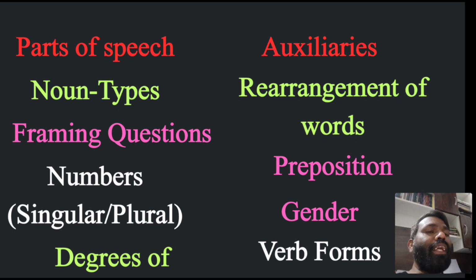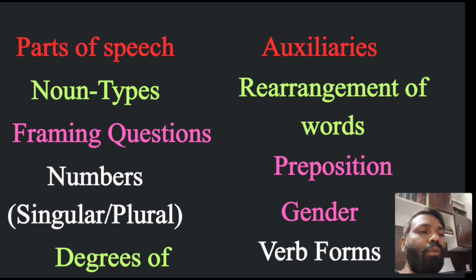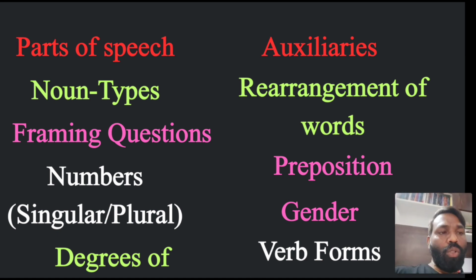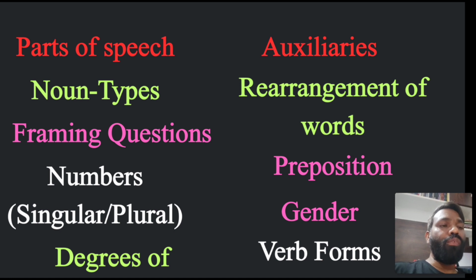Another element is degrees of comparison. Here they are going to ask degrees of comparison with the help of a picture, otherwise they directly ask the question. Another part is auxiliaries, where they ask you to fill in the blanks with the help of auxiliaries. The next one is rearrangement of words. Here they give scrambled words and we frame one sentence according to the meaning. The next one is preposition, a very essential part of grammar, and they are going to ask any one preposition here.